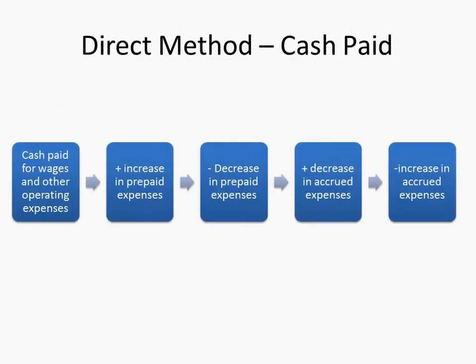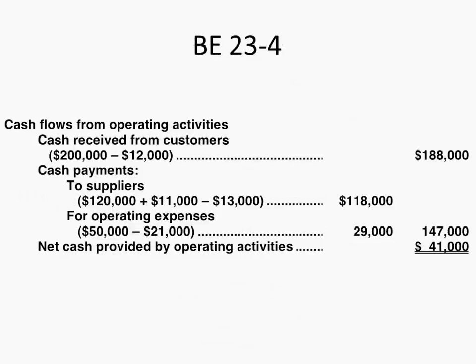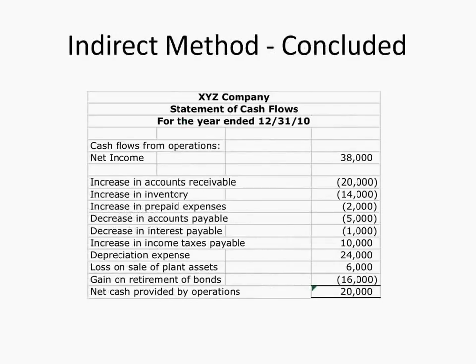So in the, here. Depreciation expense was subtracted, so we have to add it back. We have to just remove them. The loss was subtracted from the net income, we have to add it back. The gain was added, so we have to subtract it. So you're removing the non-cash items.